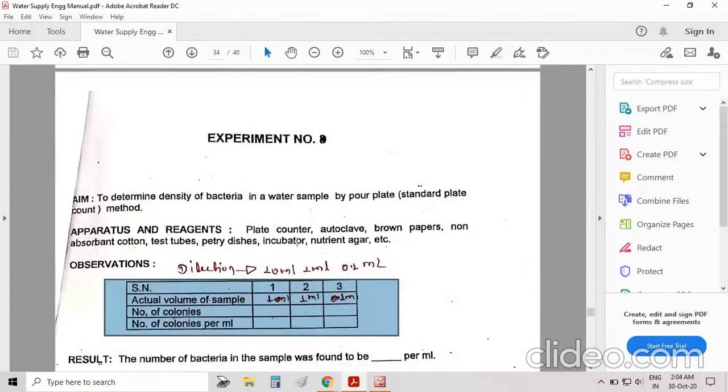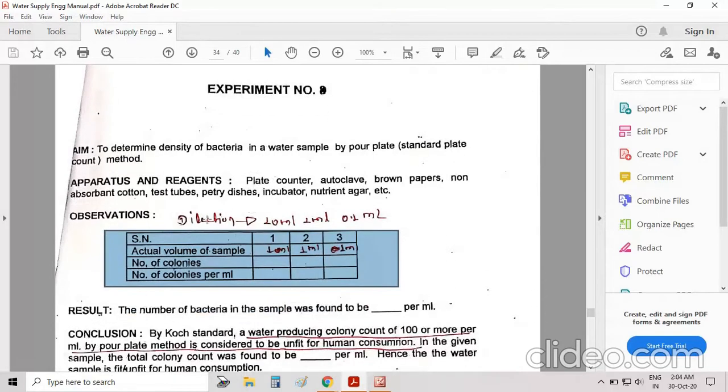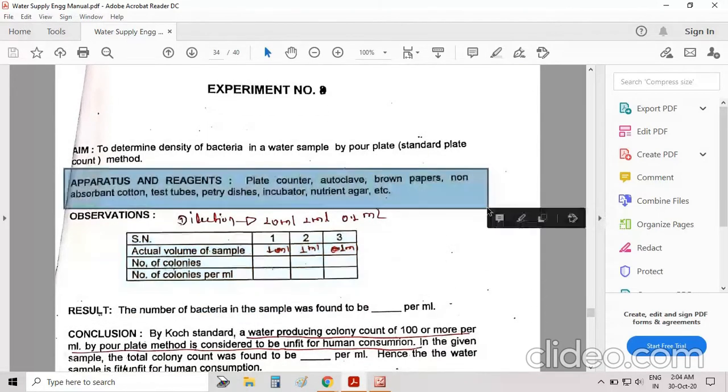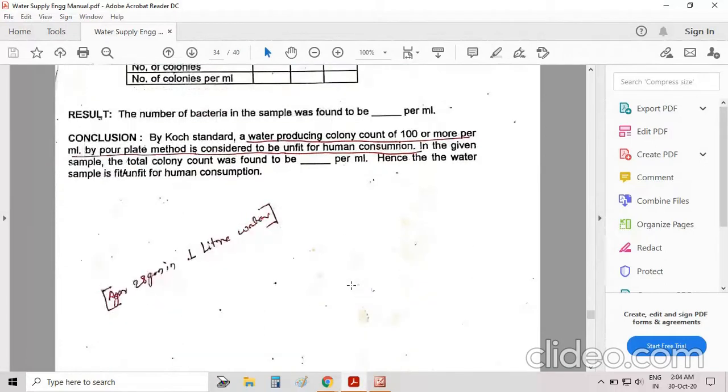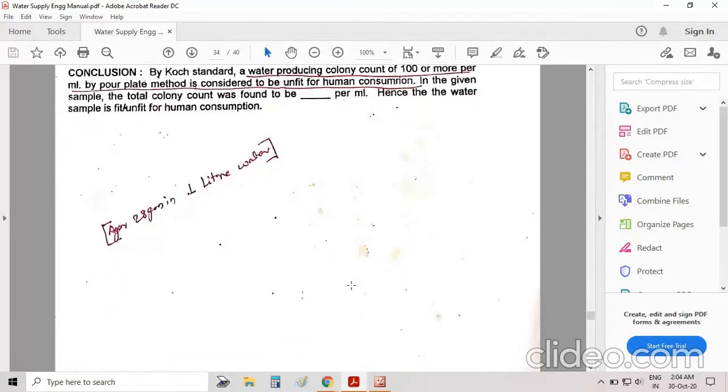Now to determine the density of bacteria, we will need a few apparatus and glassware. You can see that we will need the autoclave, brown paper, non-absorbent cotton, some test tubes, 3 petri dishes, an incubator, nutrient agar, distilled water, and a plain counter or colony counter. There is a particular procedure that we need to carry out to perform this.